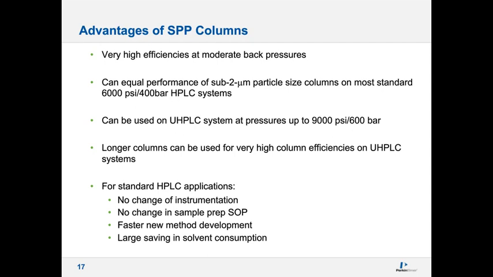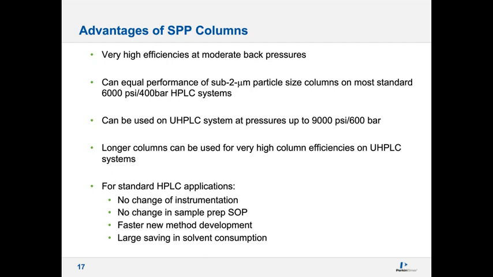SPP columns will often perform at speeds and efficiencies that rival sub-2 micron UHPLC columns, with the advantage of much reduced back pressure. They can be used on traditional analytical HPLC systems with minor modification to optimize the system for reduced dead volume, for example, for UHPLC-like separations on a standard HPLC. Alternatively, you can also do ultra-fast HPLC on a UHPLC system.